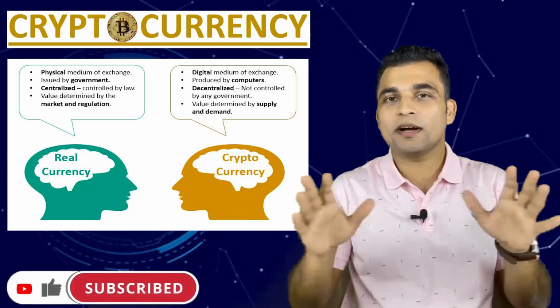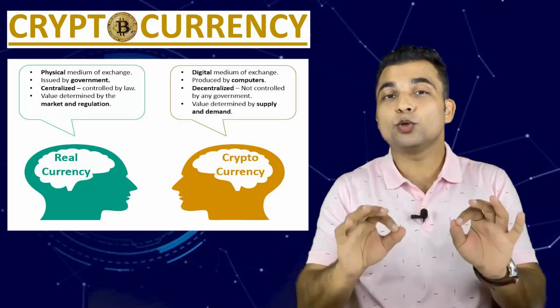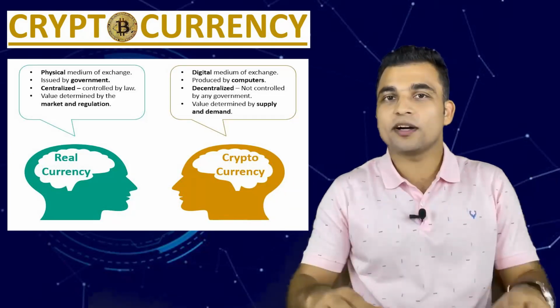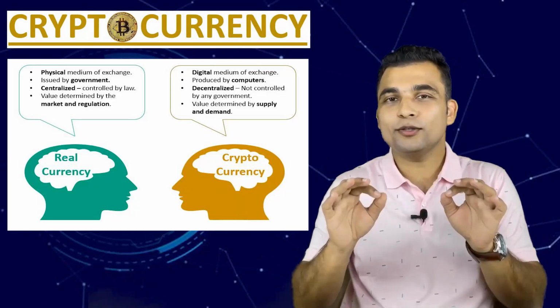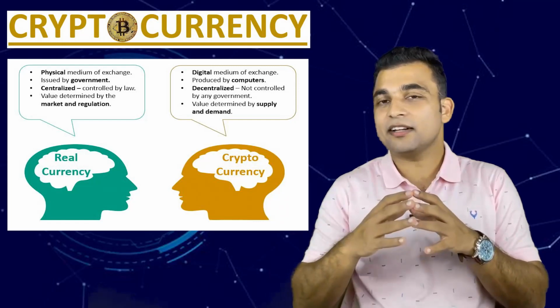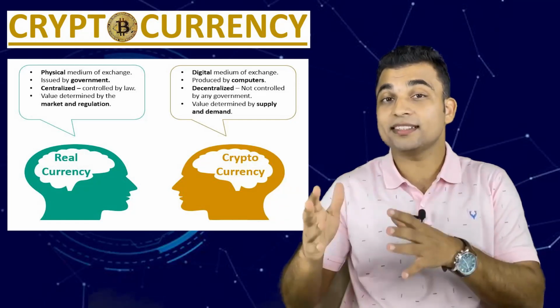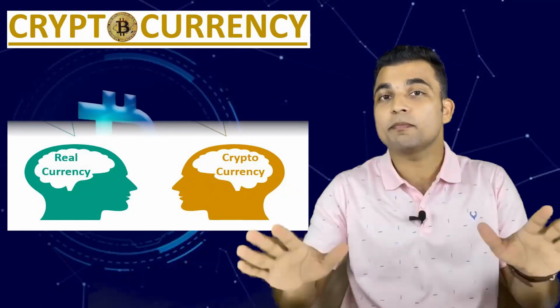Cryptocurrency is not issued by any government. Government has absolutely no control over cryptocurrency. And moreover, it is important to note that the physical currency that we have can be counterfeited. But whereas in case of digital currency, it cannot be so.